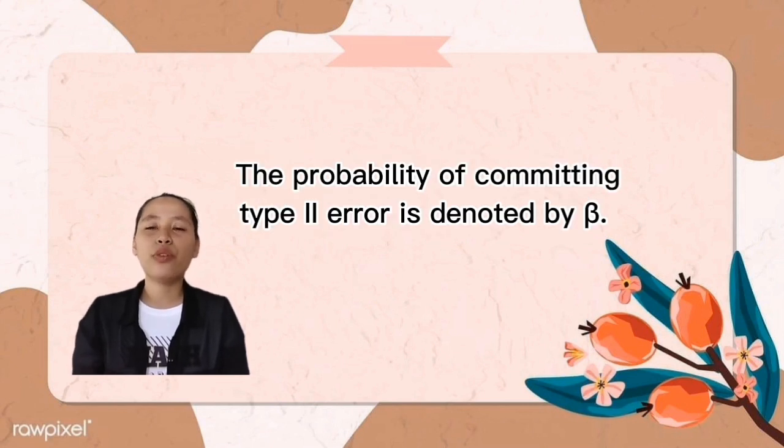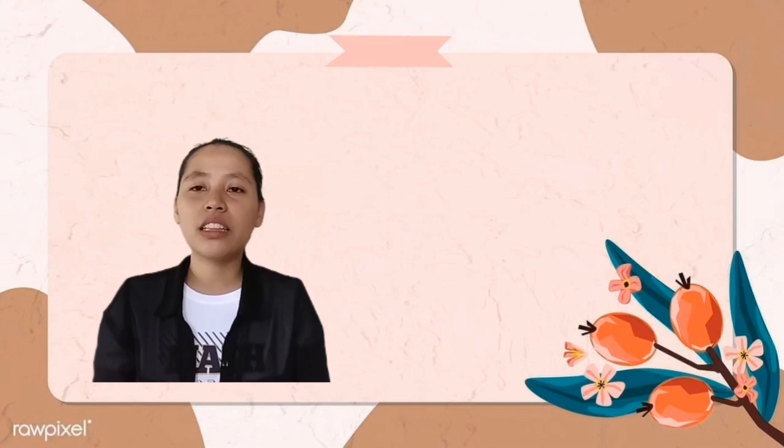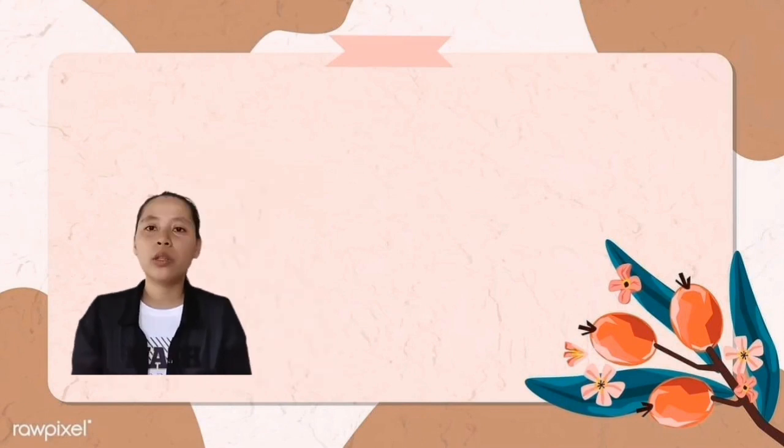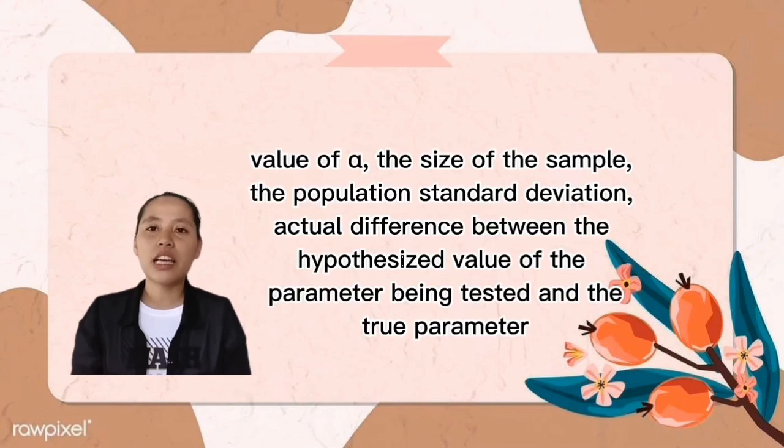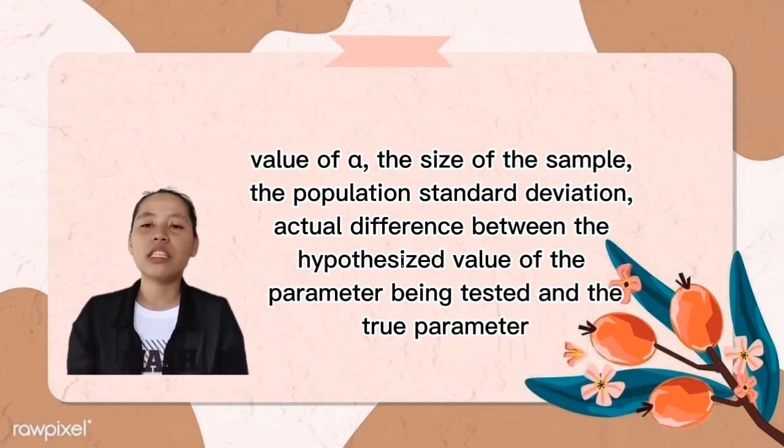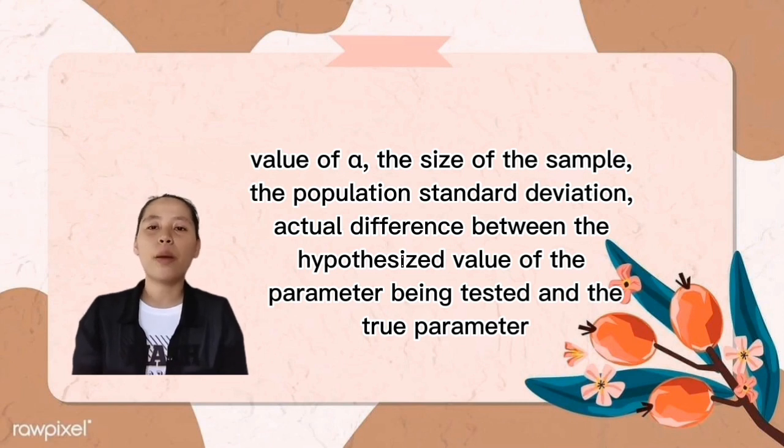The probability of committing a type 2 error is denoted as beta. The value of beta is not easy to compute. It depends on several things, including the value of alpha, the size of the sample, the population standard deviation, and the actual difference between the hypothesized value of the parameter being tested and the true parameter.